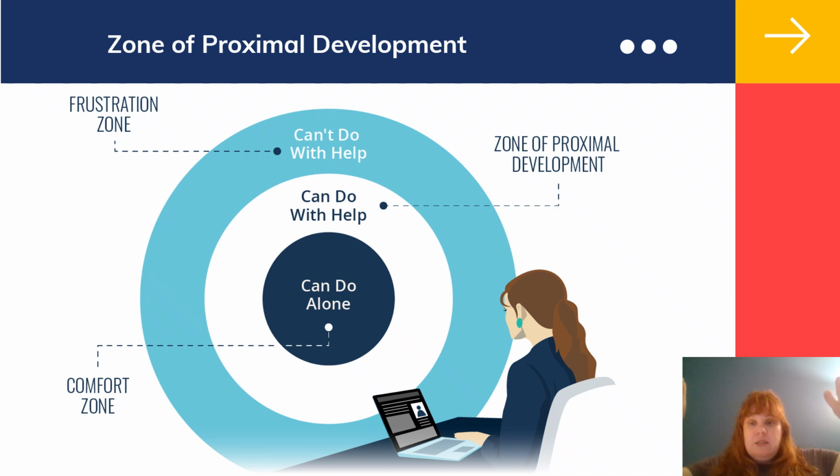If they're in this space where even with help, there's no way, it's beyond their ability, that's just going to lead to frustration and they're going to give up, right? But that in-between area is the zone of proximal development, which is where they can do it if they have a little bit of help. That's where we want to aim our instruction, in the zone of proximal development. And that's where growth is going to happen. This is a really key concept in education.